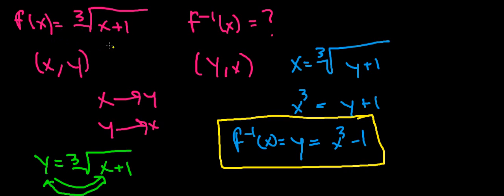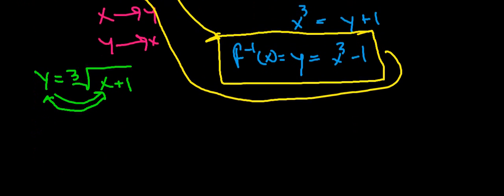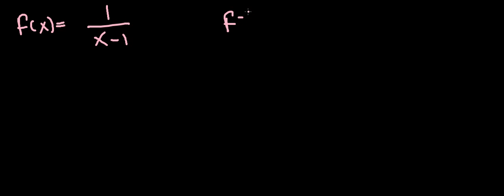So if we put in an x here and we get some y, if we take that y and put it into this function, we are going to get back this x that we put in to our original function. That's what an inverse does. So let's do two more examples. I have another one that's relatively simple, but it's just set up differently, and then I have one that's a little bit trickier. So we have f of x is equal to 1 over x minus 1, and I want to know its inverse.